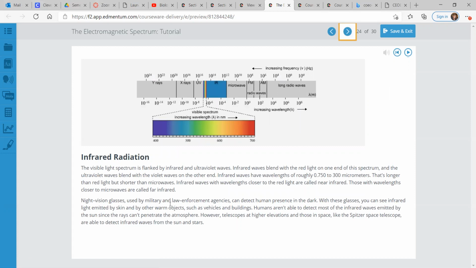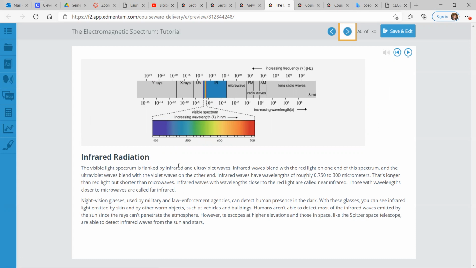Infrared radiation. The visible light spectrum is flanked by infrared and ultraviolet waves. Think of infrared as going past red and ultraviolet being past violet. So infrared will be over here with the red, ultraviolet will be past the violet on the left. Infrared waves blend with the red light on one end of the spectrum. The ultraviolet waves blend with the violet waves on the other end.